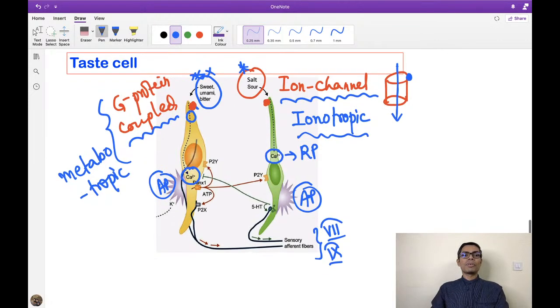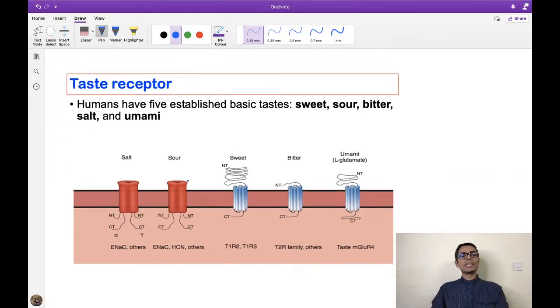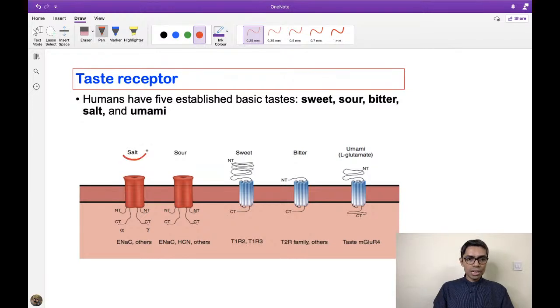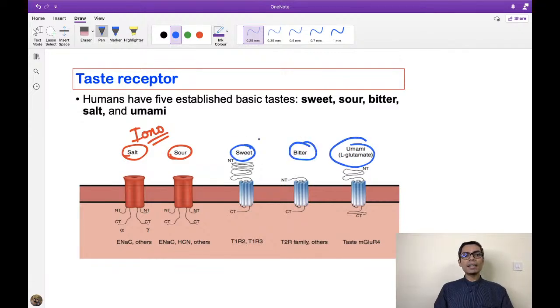Now, for the Central Institute examination, you must remember the details about these receptors, because if they are asking tough questions, they are going to ask from this receptor detail. So this is salt and this is sour. Which kind of receptor? They are ion channel receptors, ionotropic receptors. Then sweet, bitter, umami are metabotropic receptors or G protein coupled receptors.